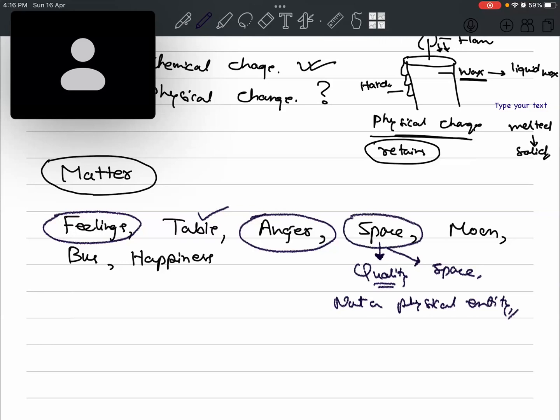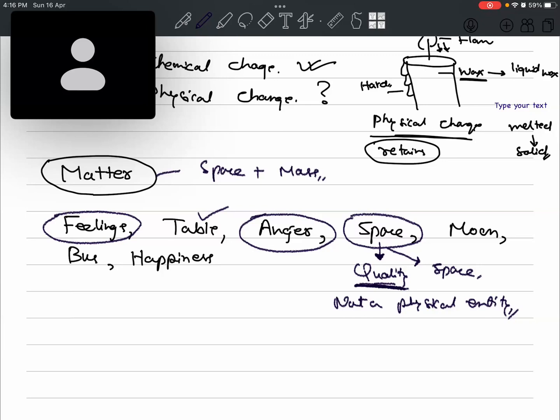Because the definition of matter says anything that occupies space and has mass. But space means occupy space, right? No, here space is a quality. The word only is like that. But that doesn't mean, okay. Exactly.